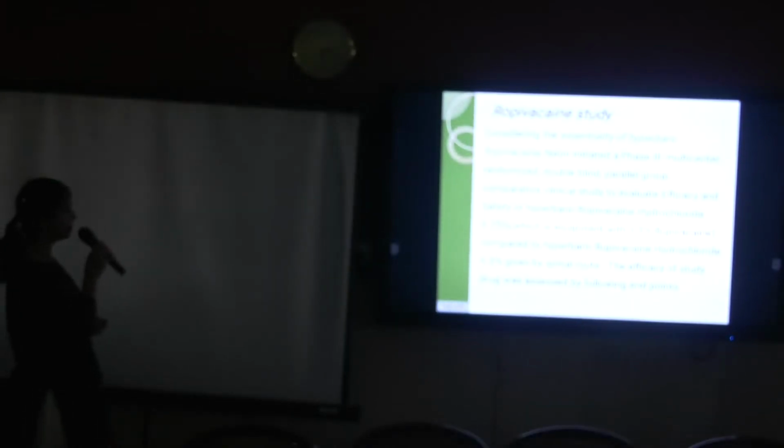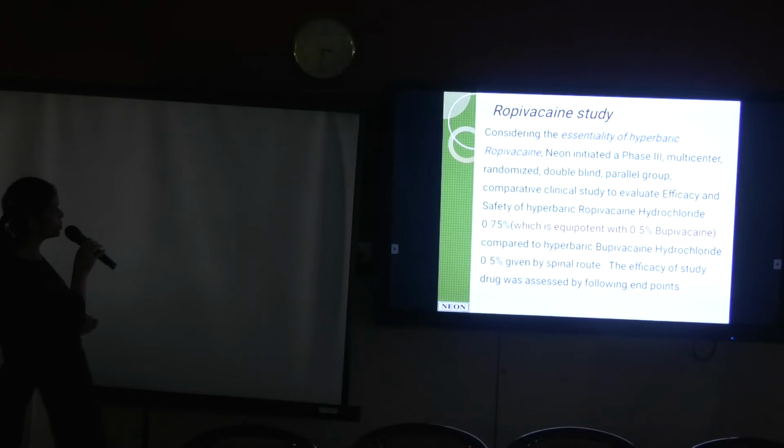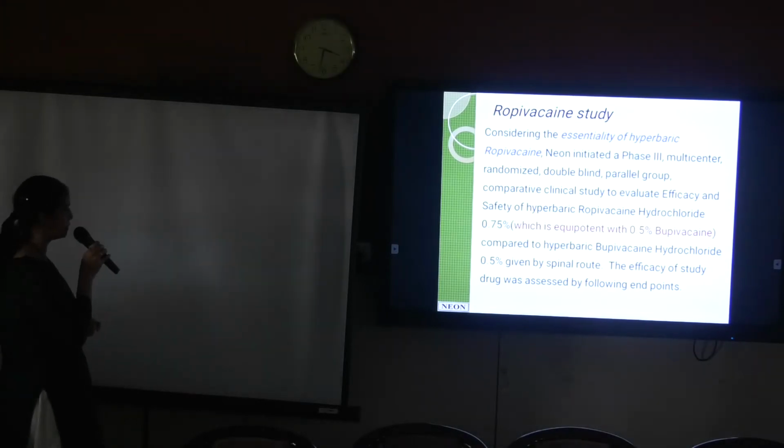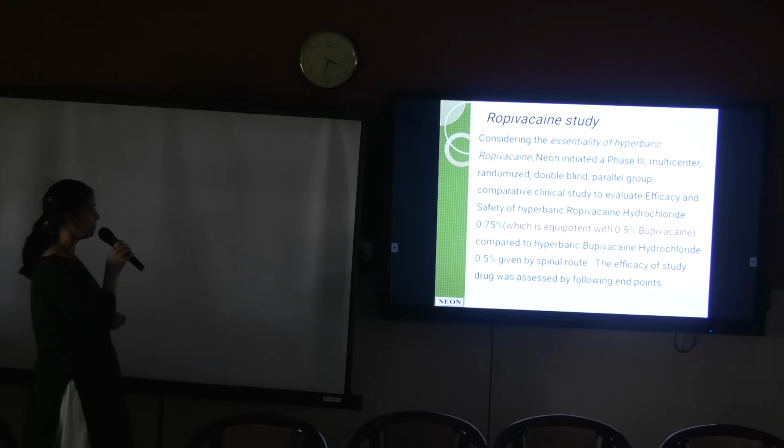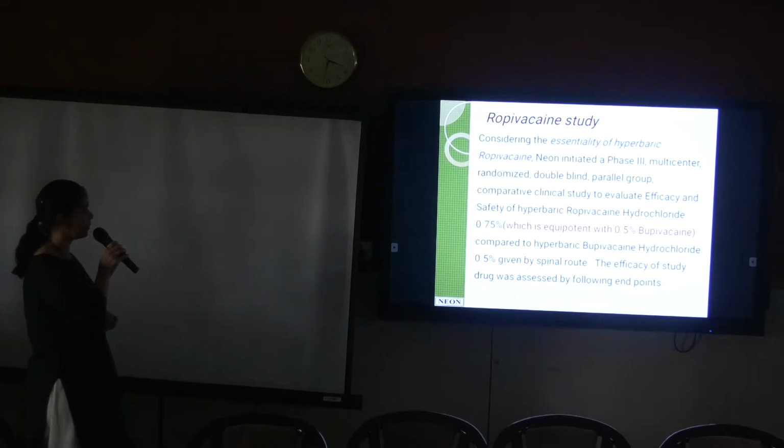So considering the essentiality of hyperbaric Ropivacaine, in India, NEON has initiated a phase 3 multi-center randomized double-blind parallel group comparative clinical study to evaluate the efficacy and safety of hyperbaric Ropivacaine hydrochloride 0.75%, which is equipotent to 0.5% bupivacaine, compared to hyperbaric bupivacaine hydrochloride 0.5% given by spinal route. The efficacy of the study drug was assessed by the following endpoints.